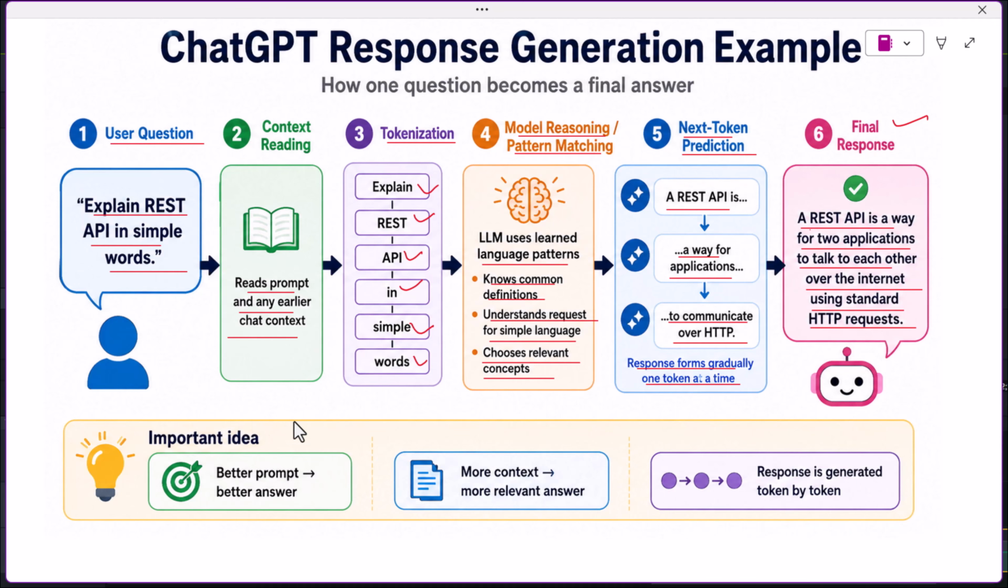So the important idea is simple. Better prompt means better answer. More context means more relevant answer. And every response is generated token by token. That is how ChatGPT generates responses.